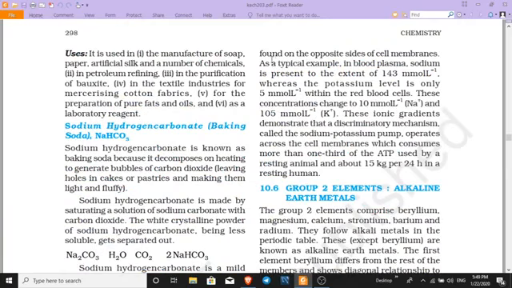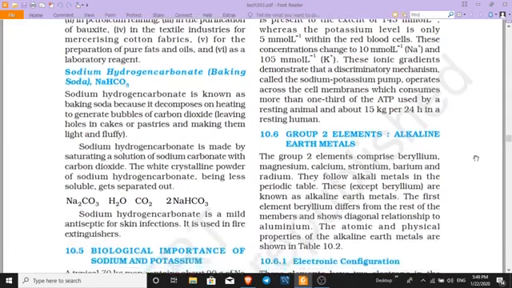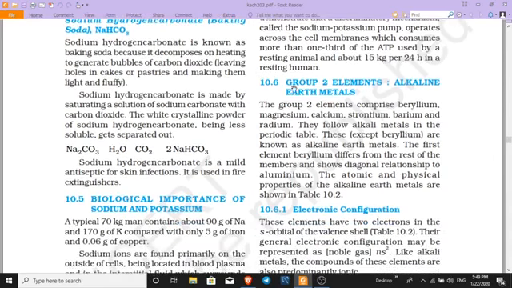As a typical example, in blood plasma, sodium is present to an extent of 143 millimoles per liter, whereas the potassium level is only 5 millimoles per liter. Within the red blood cell, these concentrations change to 10 millimoles per liter for the sodium positive ion and 105 millimoles per liter for the potassium positive ion. These ionic gradients demonstrate that a discriminatory mechanism called the sodium-potassium pump operates across the cell membrane, which consumes more than 1/3 of the ATP used by a resting animal and about 15 kg per 24 hours in a resting human.